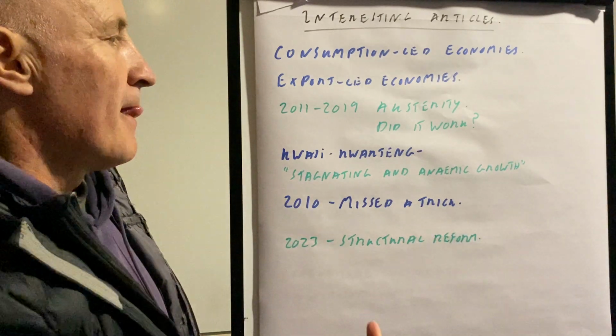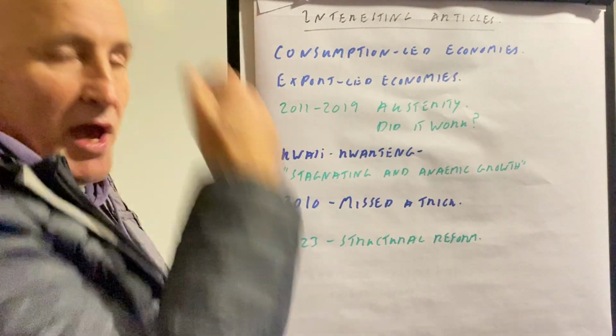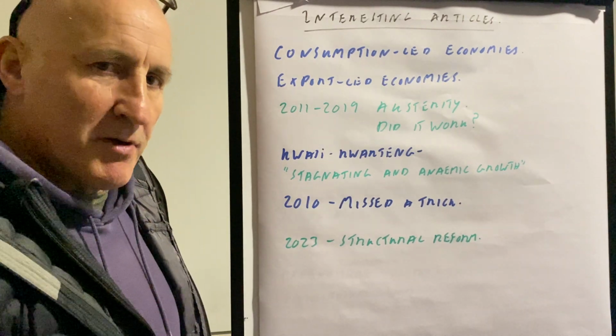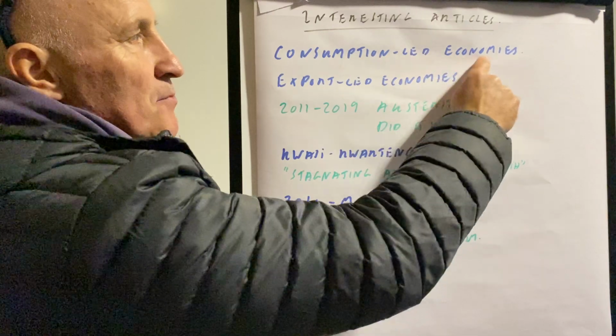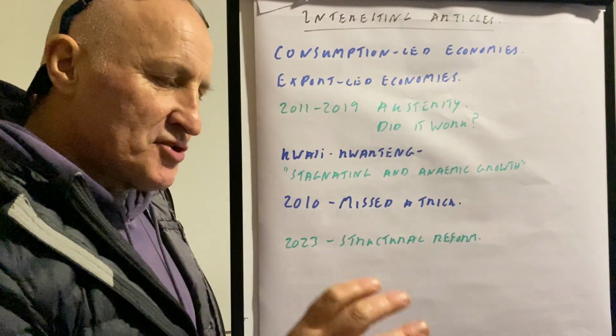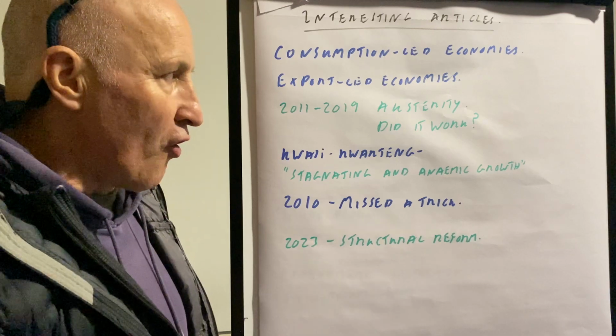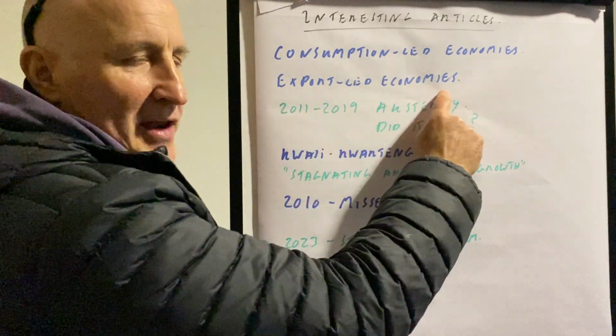Okay, there are some interesting articles within the pack, and basically it's about a consumption-led economy or an export-led economy. So in the UK, obviously, we have a consumption-led economy, which makes our economy far weaker, and we're probably starting to pay the price of that. Our private debt in the UK is 400% of GDP. Or we could go for export-led growth.